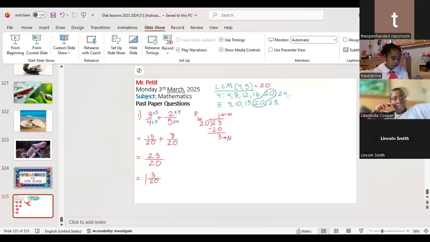So our whole number will be 1. The numerator will be the 3, and the denominator will be the 20. Very good. All right, so let's do another example.